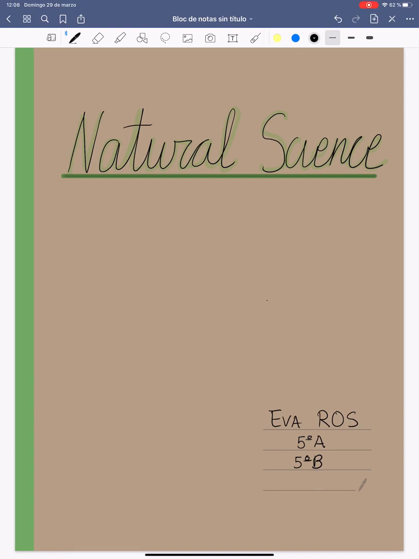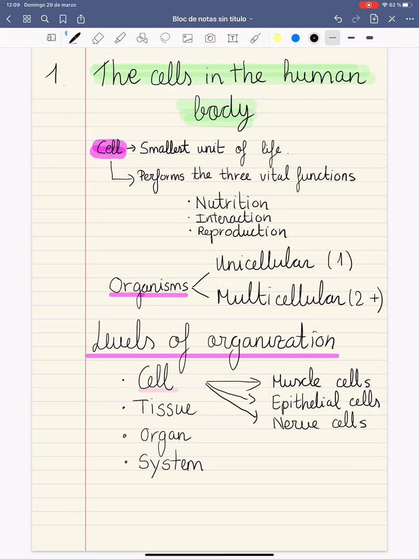Today we're going to review what we have seen in natural science along the second term. So we're going to start with the beginning, the cell. Do you remember the definition of the cell? It is the smallest unit of life, and it is important to remember that it performs the three vital functions. Which are they? Nutrition, interaction, and reproduction.